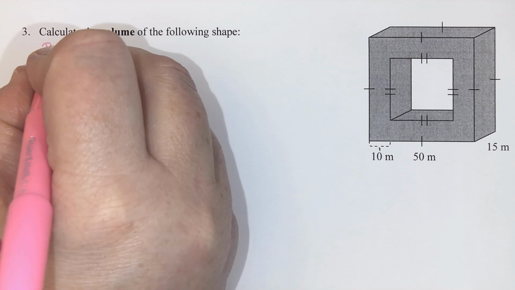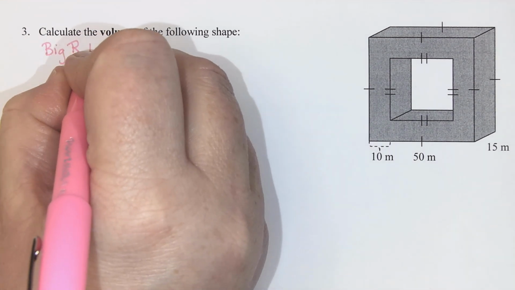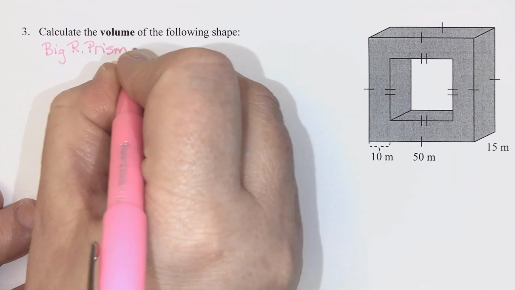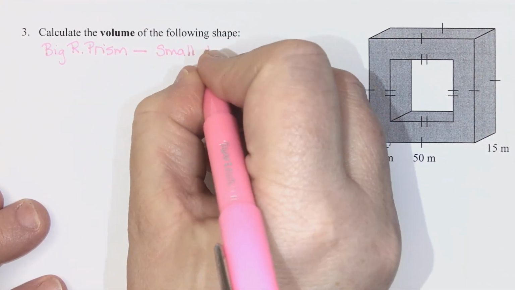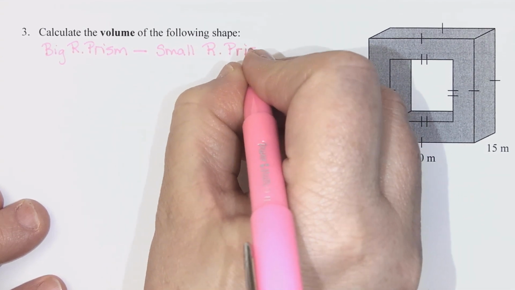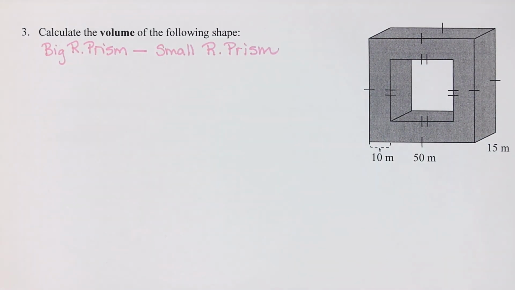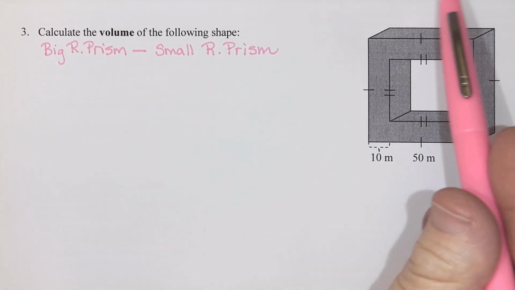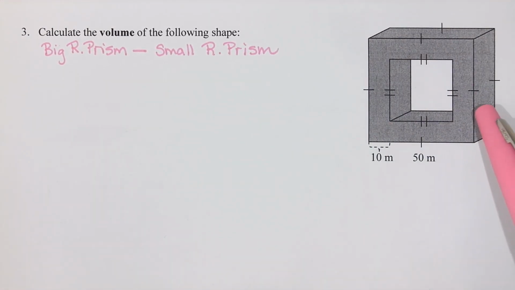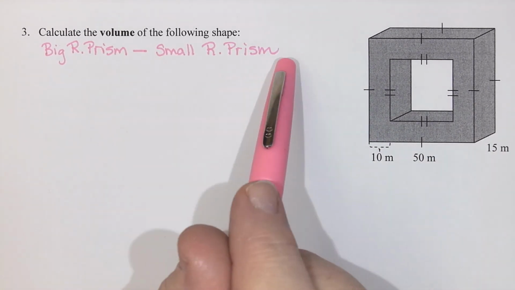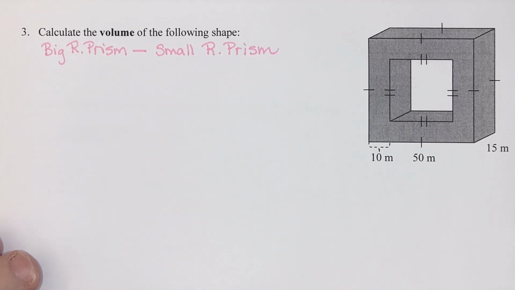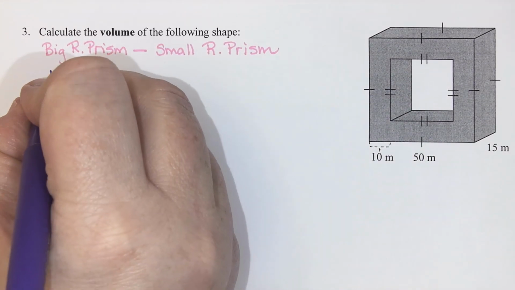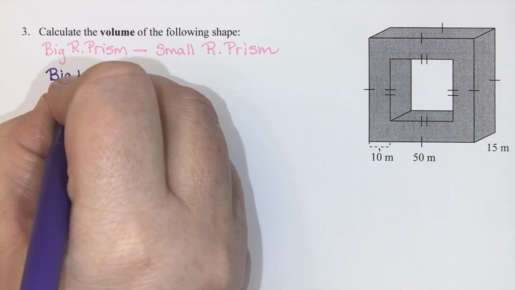So we're going to do the big rectangular prism, and we're going to remove or deduct the smaller rectangular prism. So we are going to end up finding the volume of the large rectangular prism, and then we will try to find the volume of the small rectangular prism, and then we will subtract the two. So let's start with the large rectangular prism. So I think we're just going to call that one big. We'll call the big RP.